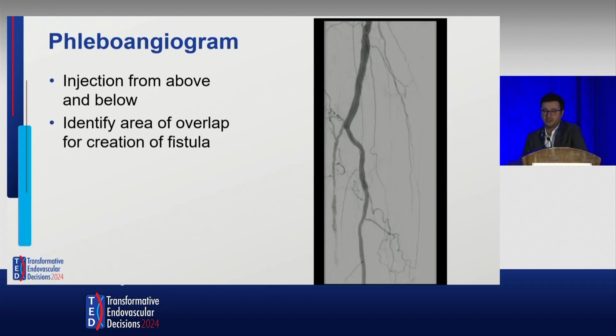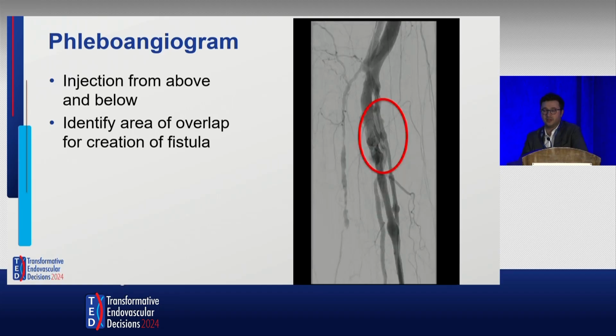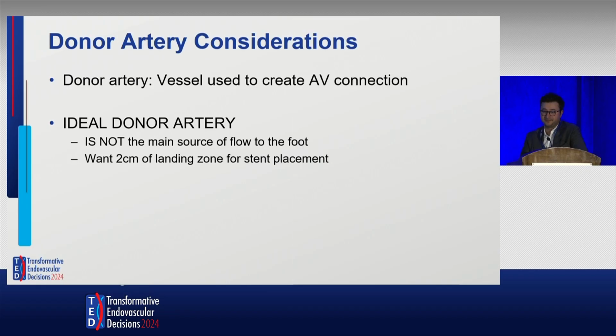We start with our angiogram, and then a phleboangiogram to delineate where the closest overlap area, your target area, is going to be. Unfortunately for this patient, this was the TP trunk, right? And the ideal donor artery, or the artery that you're using to connect to your vein, is not the main source of flow to the foot, right? And you want at least 2 centimeters of landing zone for stent placement. So this patient's TP trunk, peroneal artery, was not the ideal donor artery.